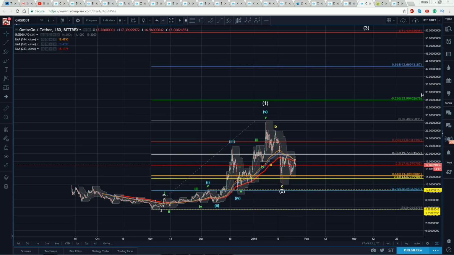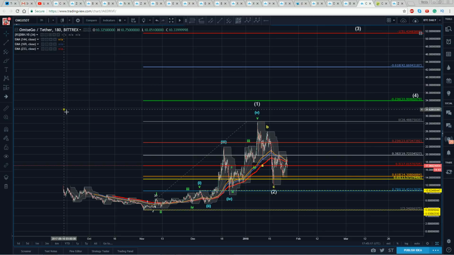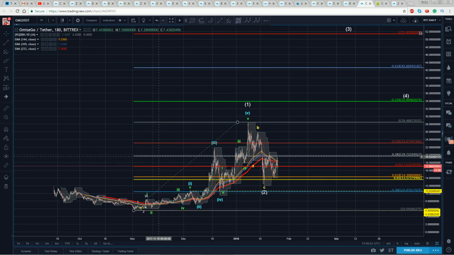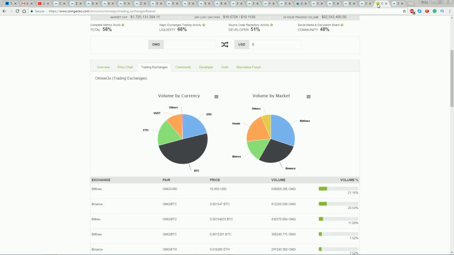And the members' request winner today, we had a couple of them. OmiseGo against the US dollar tether on Bittrex, one of our members' choices today. Now we've done this coin recently, so I still have my work on this, just to give you some perspective on it.